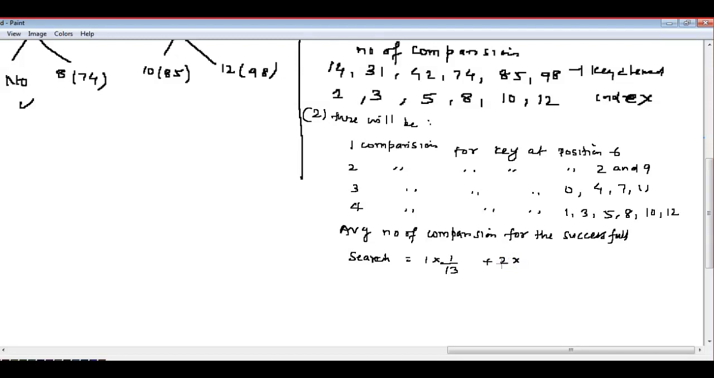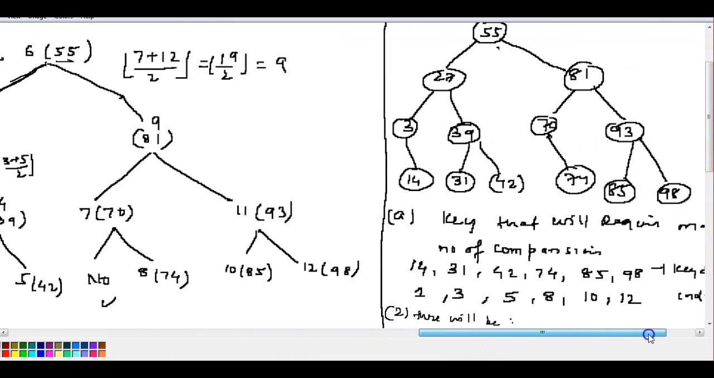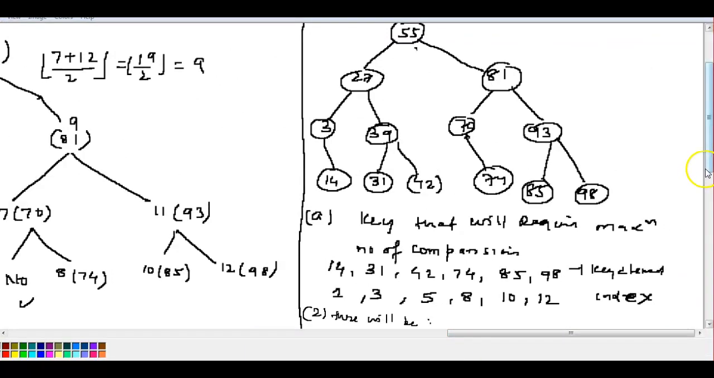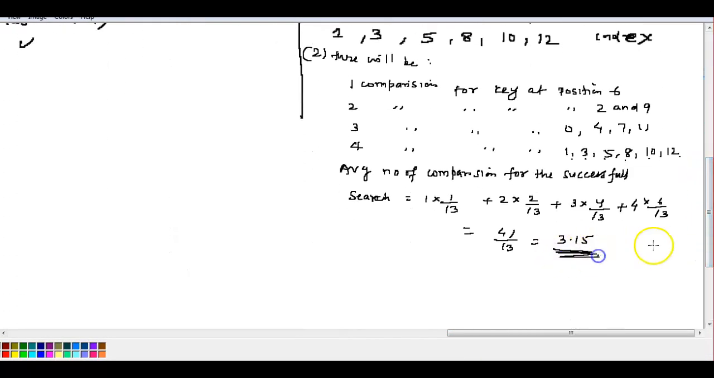2 into 2 by 13 plus 3 into, how many elements? 4. Plus 4 times is what? 1 2 3 4 5 6. Okay, so 6 into 13. So if you calculate these values, you will get 14 by 13, which is 3.15. You understood, right? How you got the successful values. Got the 3.15.